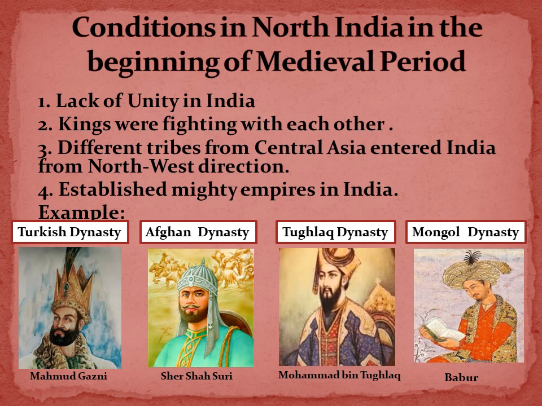For example, you can see the pictures of some rulers of all the following dynasties: Turkish dynasty, Afghan dynasty, Tughlaq dynasty, and Mongol dynasty. All these dynasties ruled from 11th century to 18th century, means 1000 CE to 1800 CE.